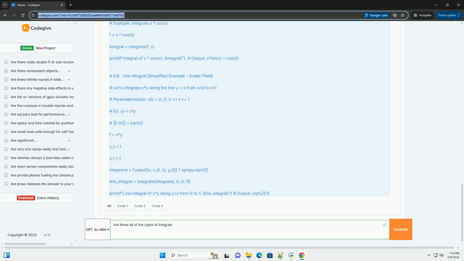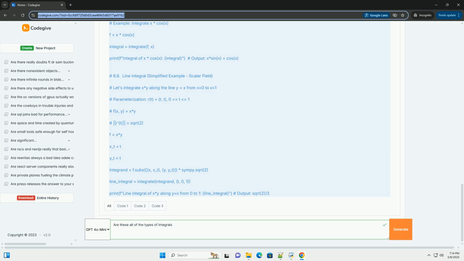3.3. Improper integrals. Definition: an improper integral is an integral where either one or both of the limits of integration are infinite, or the integrand has a discontinuity within the interval of integration. Improper integrals require special treatment involving limits. 3.3.1. Infinite limits of integration.